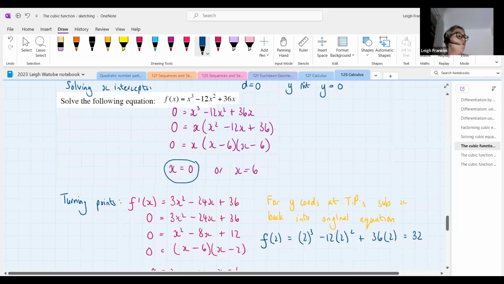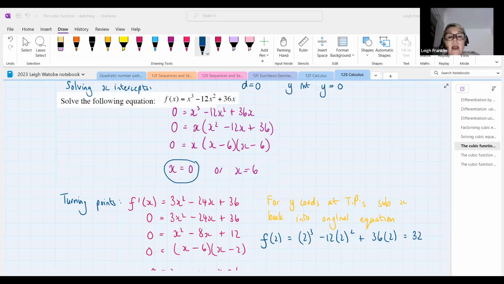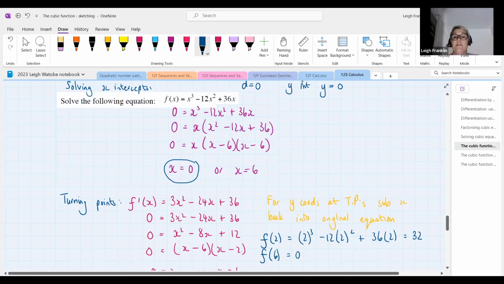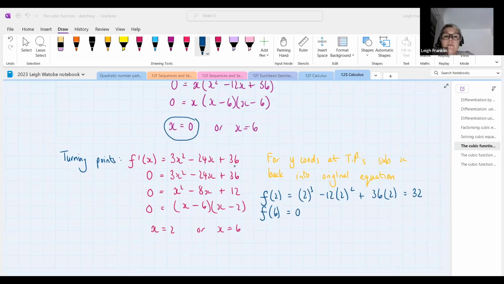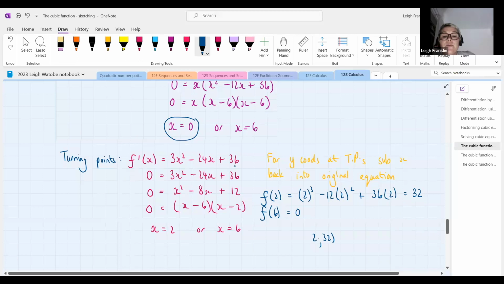Do we already know what f of 6 is? Yes, it's 0. Good, well done, Natalie. So there's no point in us doing this because we already know the answer is 0. That comes from our x-intercept, because one of our x-intercepts is also a turning point. So as far as our turning points are concerned, we've got (2; 32) and (6; 0).